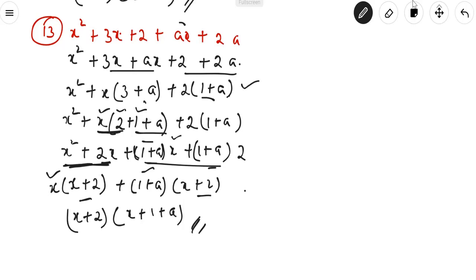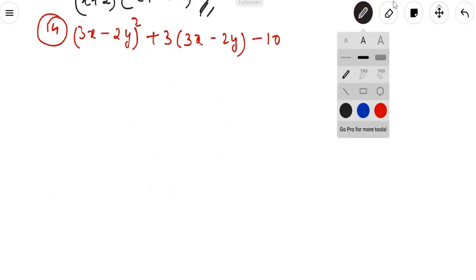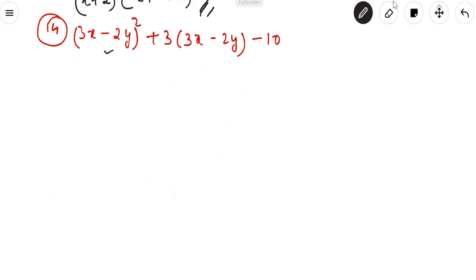So what you can do for this problem, you can pause the video, work it out, and check the steps. Okay, so we'll go for the next problem. These two terms are same. So as these two terms are same, what will we do?